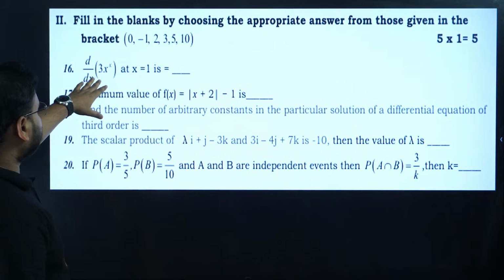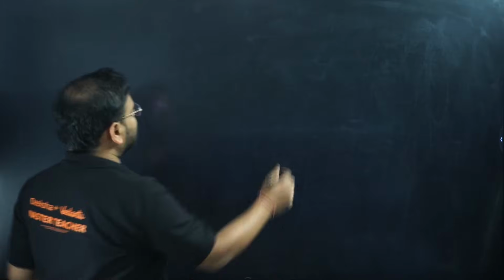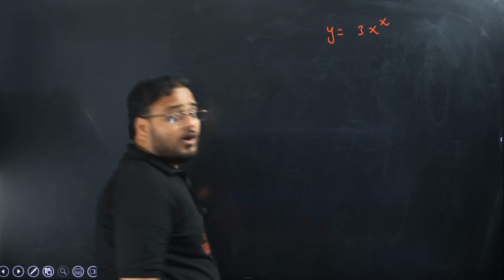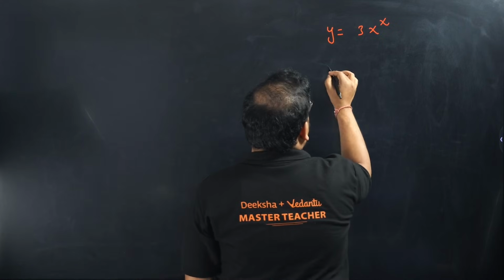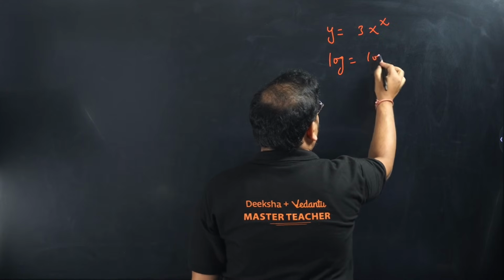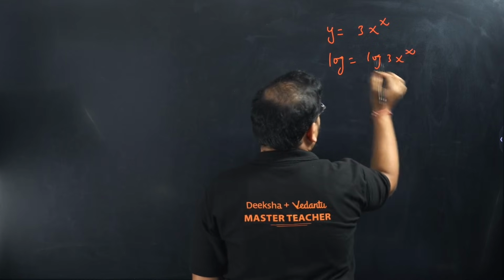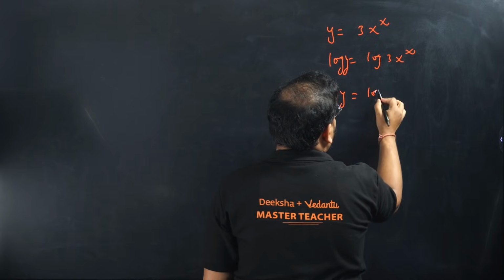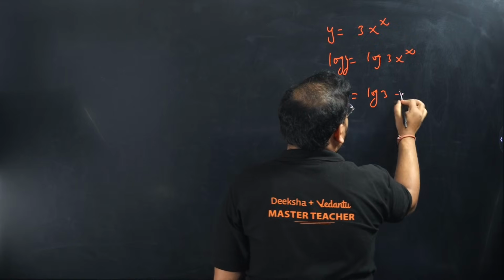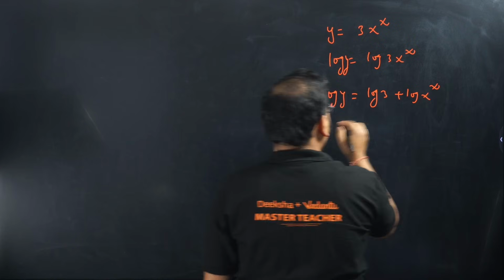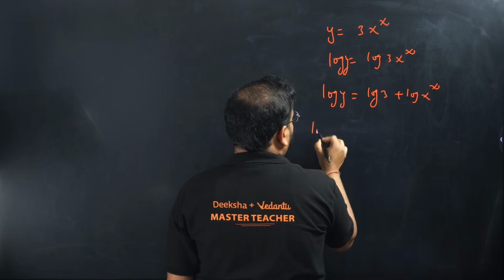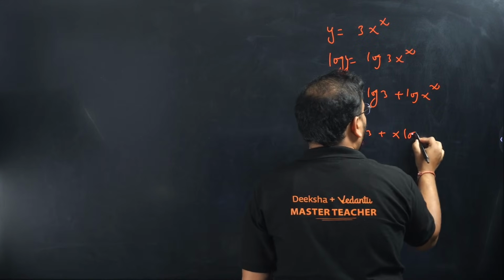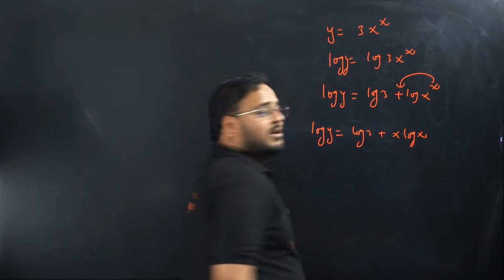First one, if you remember, this is nothing but, if I have function y equal to 3x power x, this is the logarithmic differentiation, right? So to differentiate this, you'll take log on both sides, you'll have log of 3x power x, okay? So you're going to get log y over here. Apply the product rule first, so log 3 plus log of x power x. So I'll have here log y, log 3 and x log of x. No, this x will come out as the coefficient, right?